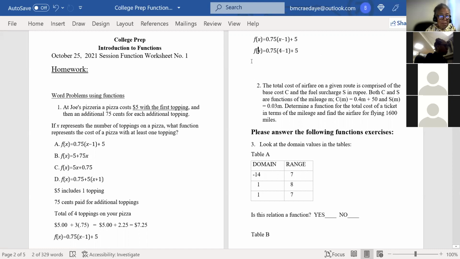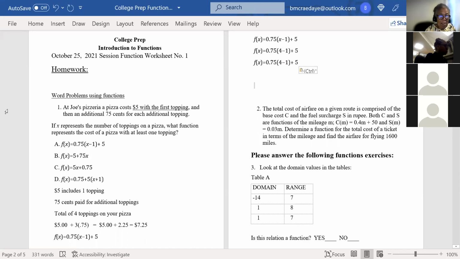Is it making sense, Latoya, now? So if you had 8 toppings, to give you a chance to figure it out, what would be the cost of your pizza? 8 toppings.